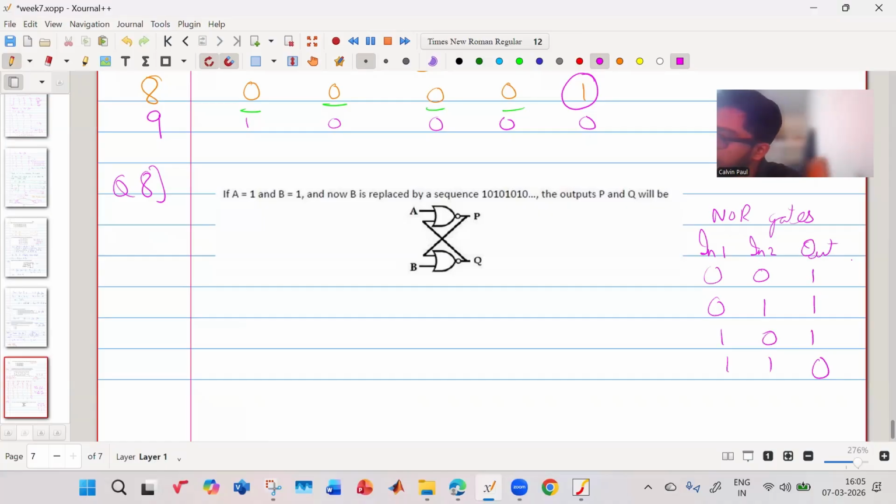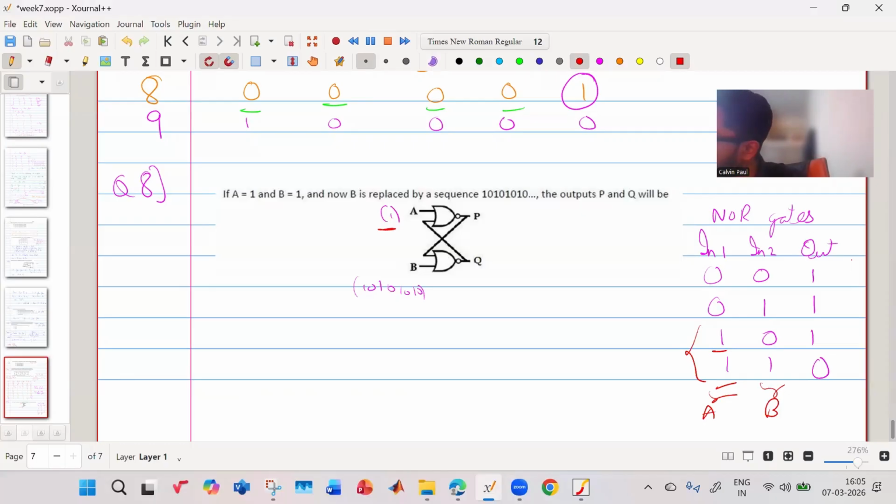Now, they're saying A is 1, but B is simply 1, 0, 1, 0, 1, 0, 1, 0. So that means what they are considering, they're telling us, look at this. They're saying A is 1. That means A, this is 1. So they are considering this circuit. So this is your A, and now this will be your B.